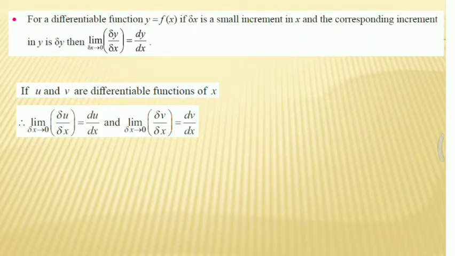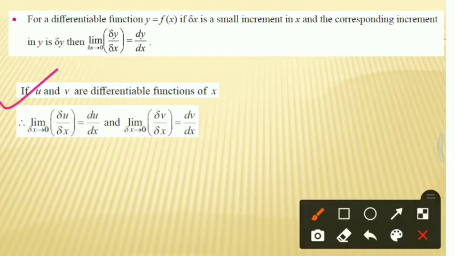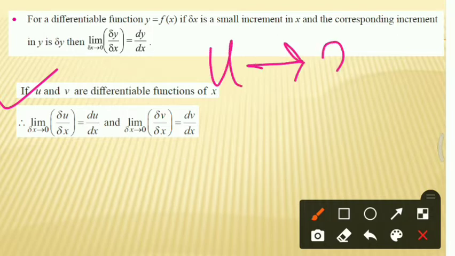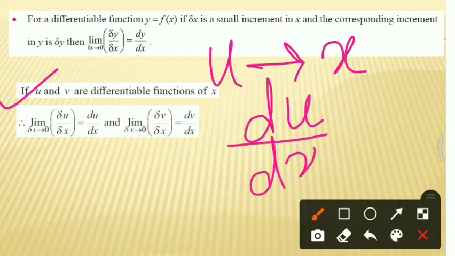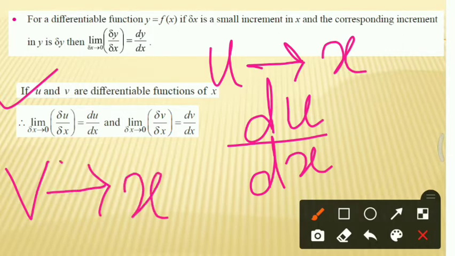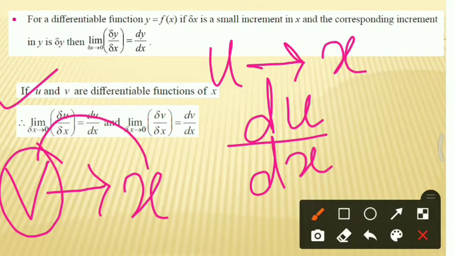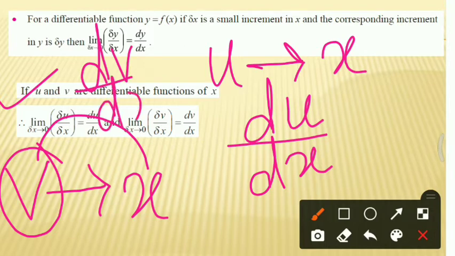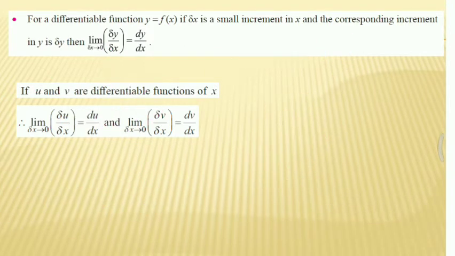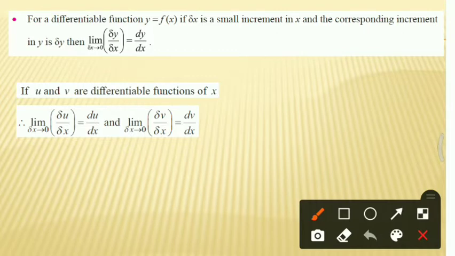Suppose there are some examples, u and v. Suppose u is a differentiable function of x, that means derivative of u with respect to x exists. And when another function v is a differentiable function of x, that means its derivative with respect to x exists, that is dv by dx exists. These are the meanings of the statements u and v are differentiable functions of x.